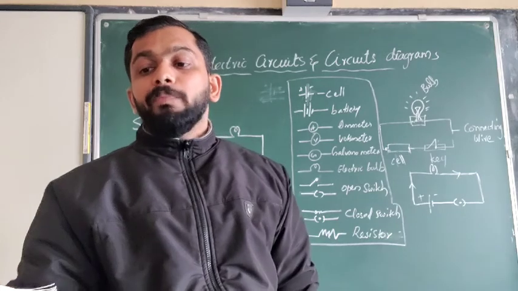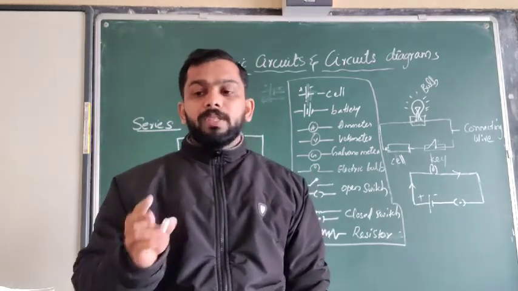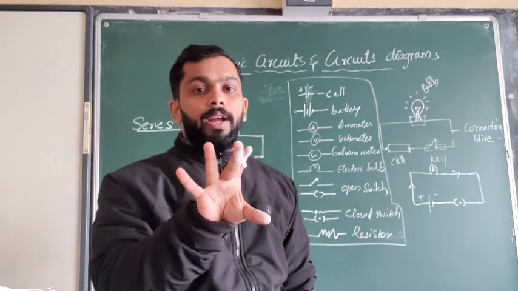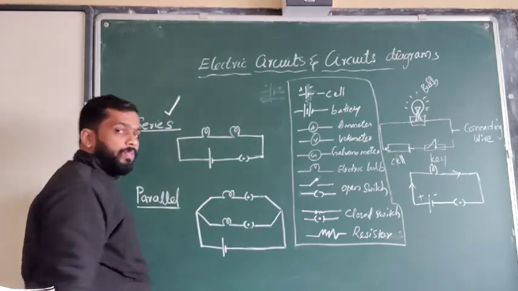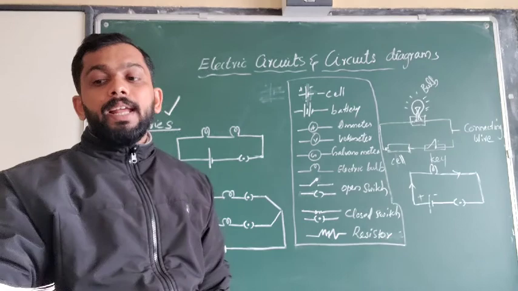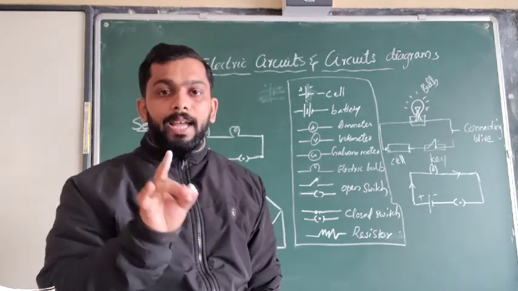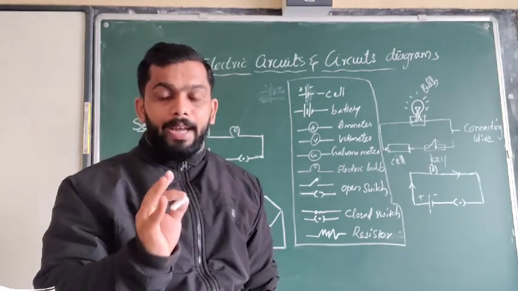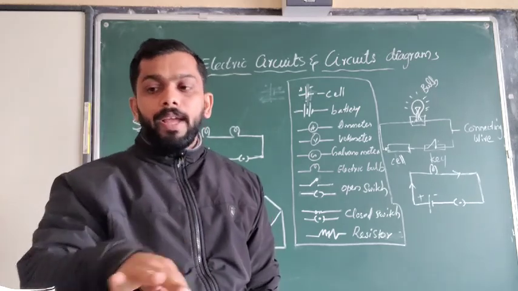Now, the connection of electrical components in circuit diagrams is of two types: one is the parallel circuit and the other is the series circuit. So there are two ways we can connect the components in an electrical circuit. First we are going to discuss the series circuit. In a series circuit, each device is connected in such a manner that there is only one path through which the electric current can flow. We connect the devices or components in such a manner that there should be only one path for the electrical current to flow. Okay, so how are we going to connect here?